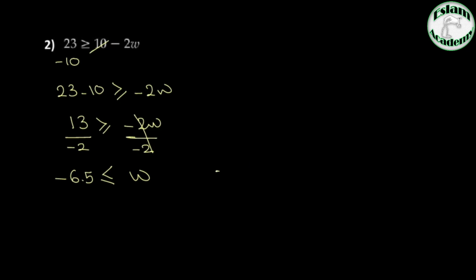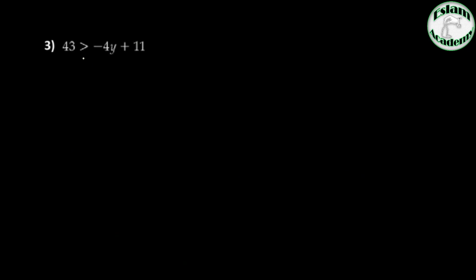Now we need to graph the solution. So mark negative 6.5. w is more than or equal to negative 6.5. Because it's more than or equal, the circle will be closed. More than means we'll shade all of the right part.